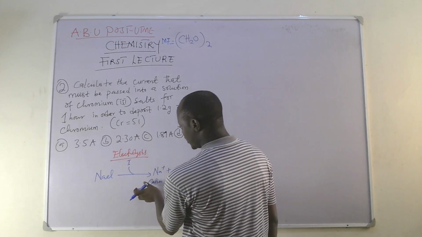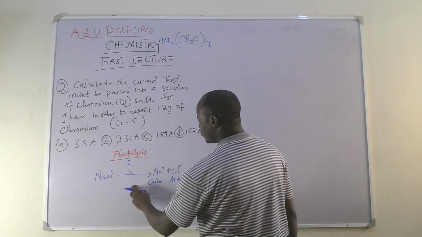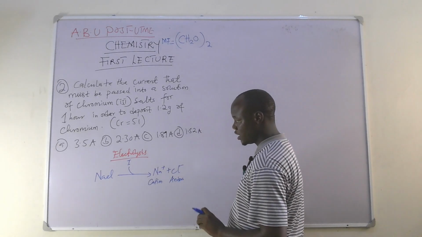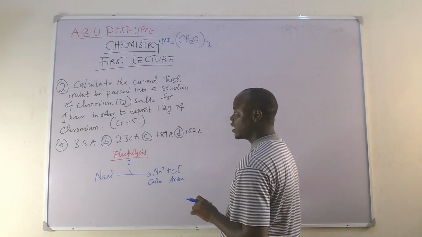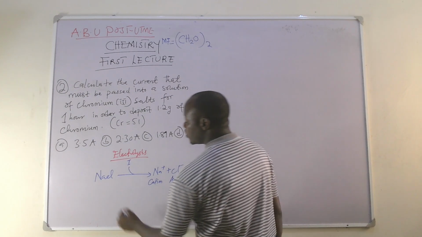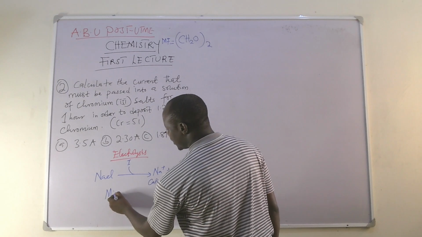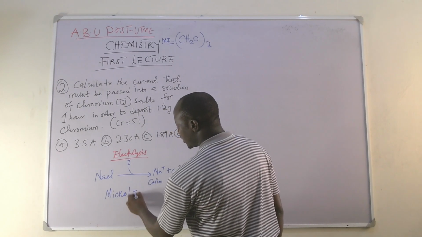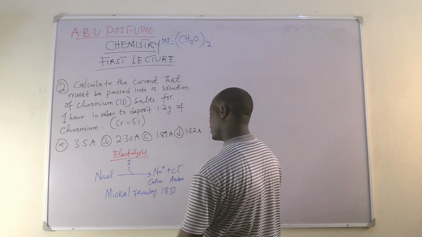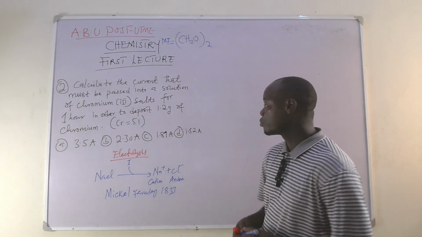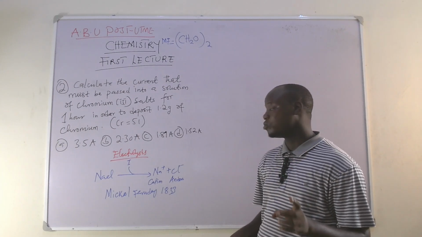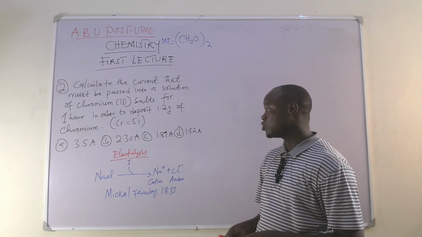During electrolysis, while breaking down the compound into their component ions, usually there is a loss of mass, and that loss of mass was described by Michael Faraday in the year 1833. He came up with a law, which we call Faraday's law of electrolysis. So we have the first law and the second law.